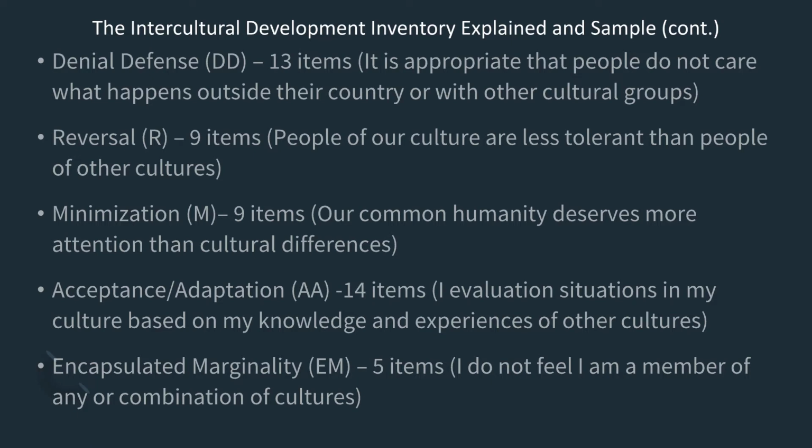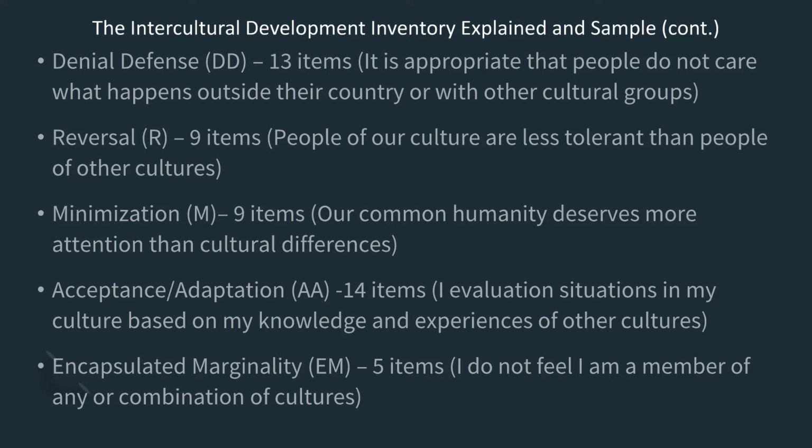These are the items that are assessed. Denial and defense is 13 items. An example of a statement used for the participant to evaluate on the Likert scale is, "It is appropriate that people do not care what happens outside their country or with other cultural groups." In reversal, there are 9 items, and a sample statement is, "People of our culture are less tolerant than people of other cultures." Minimization has 9 items. A sample statement is, "Our common humanity deserves more attention than cultural differences."